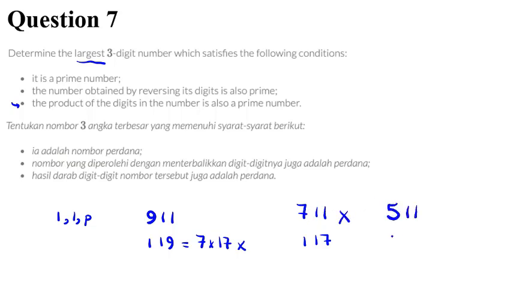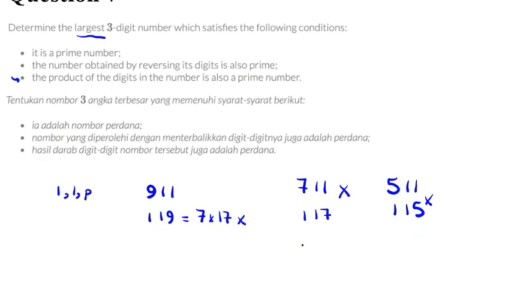The next one, 511, the reverse is 115, it is again bad because the reverse is a multiple of 5. And the next one is 311, reverse 113. If we check these two numbers, they are not multiples of 3.